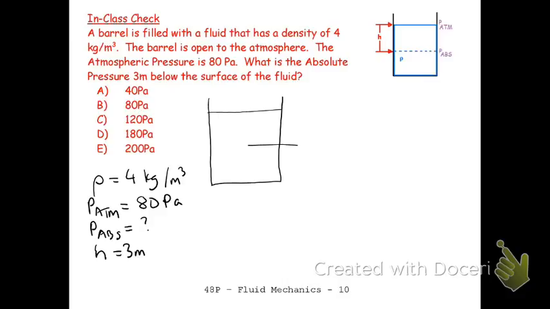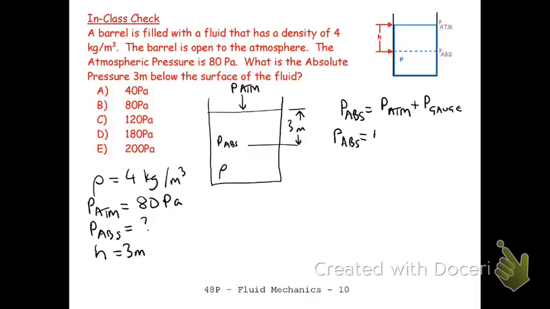So I'm here. This is 3 meters. This is the density of my fluid. I have my P_ATM, and I want my P_ABS. So I say my P_ABS is equal to my P_ATM plus P gauge. Every time I write it down, it gets a little bit more reinforced. That's how you learn things. P_ATM plus rho g h.